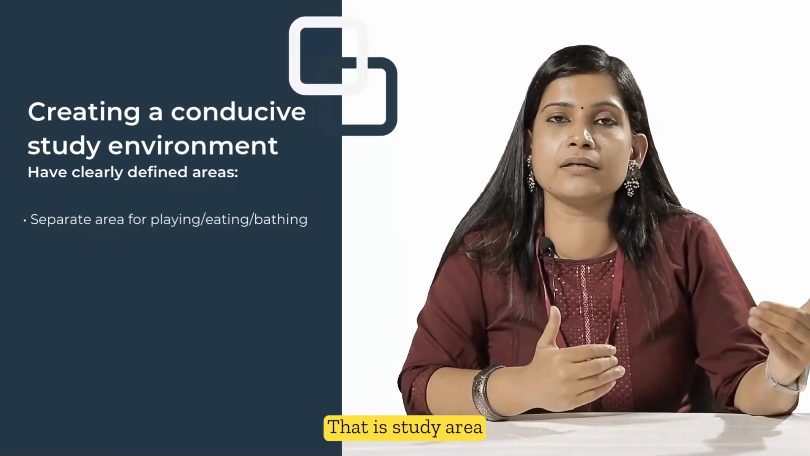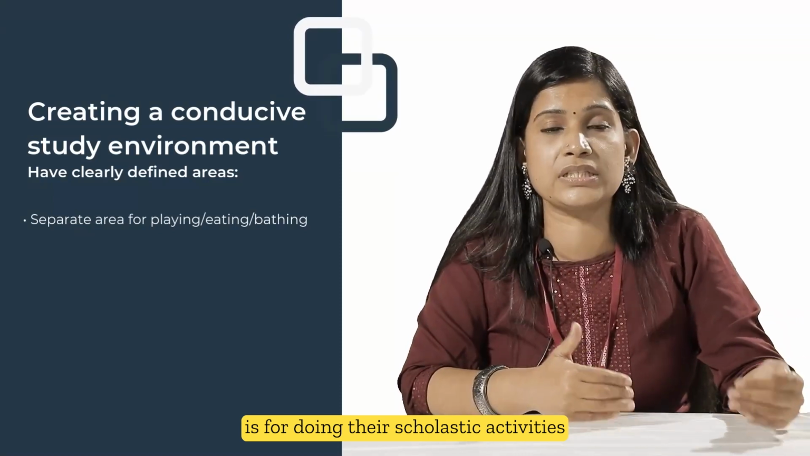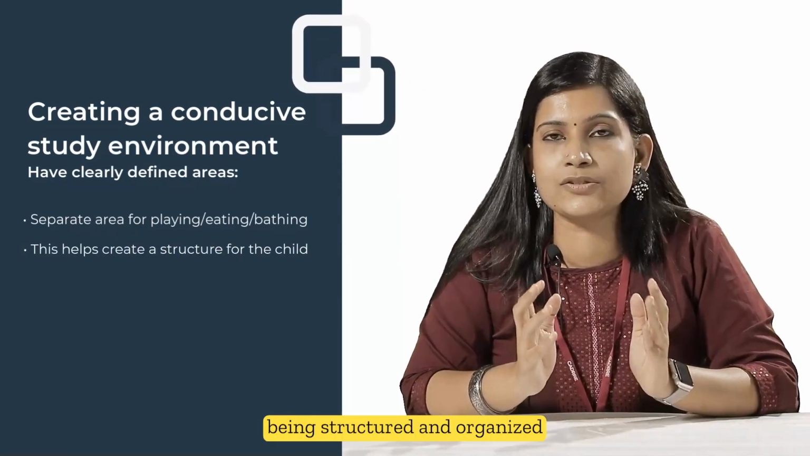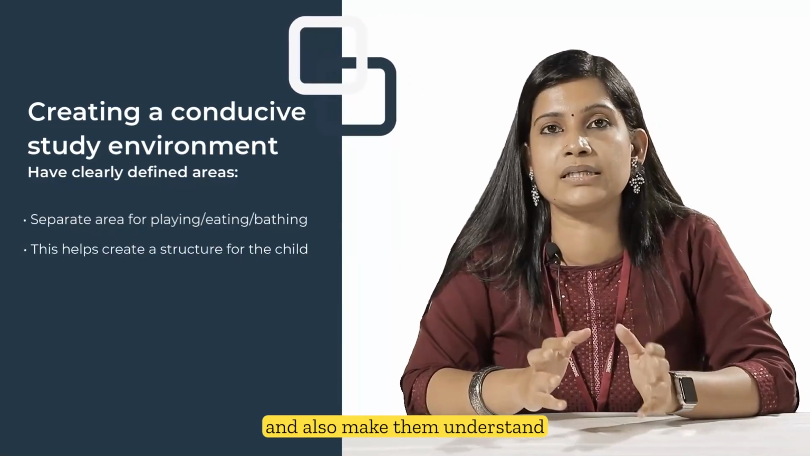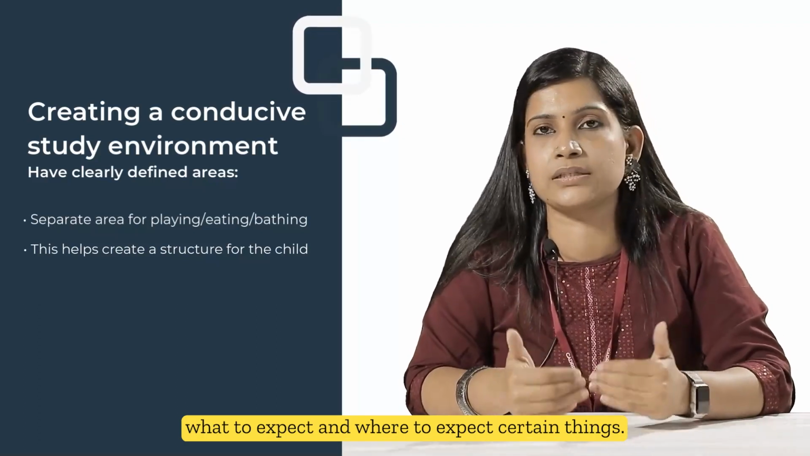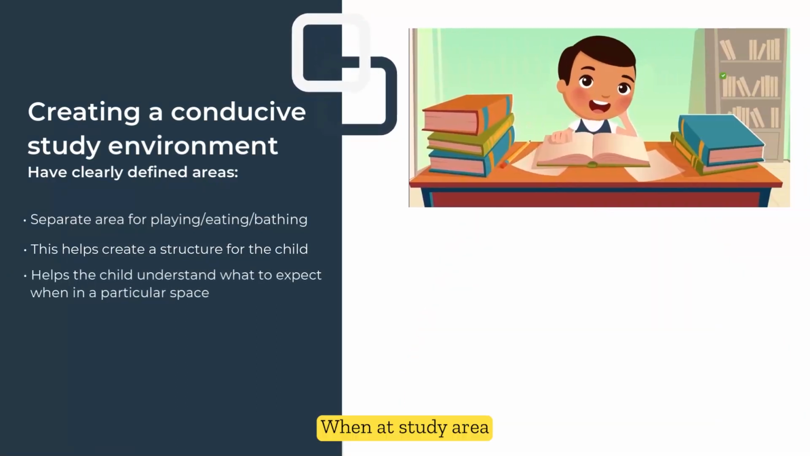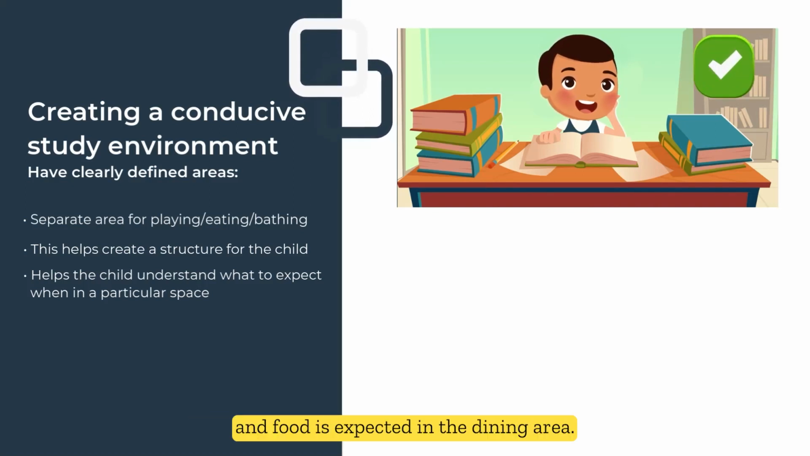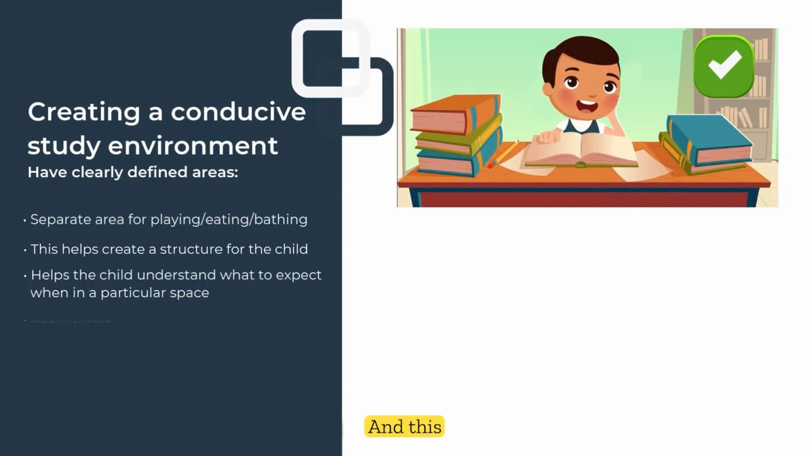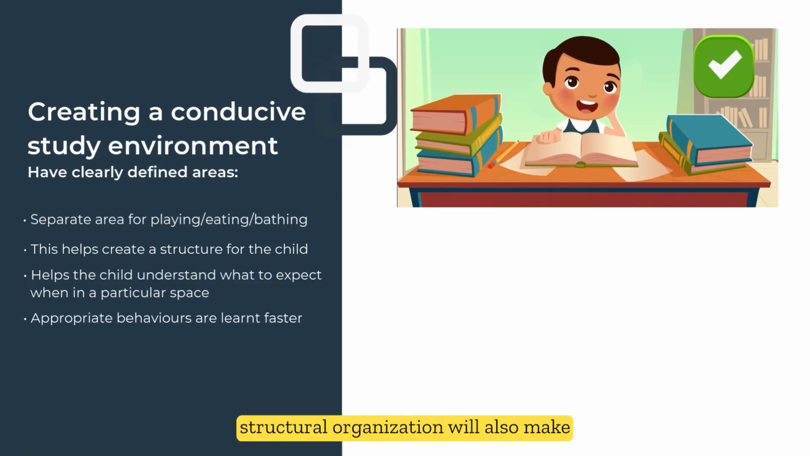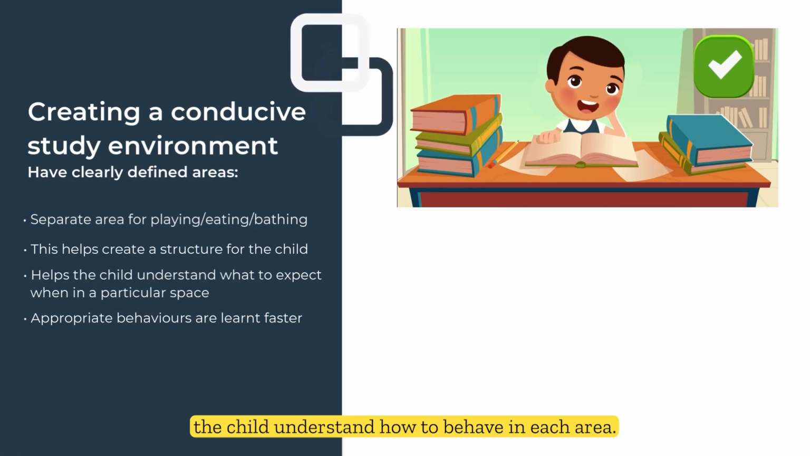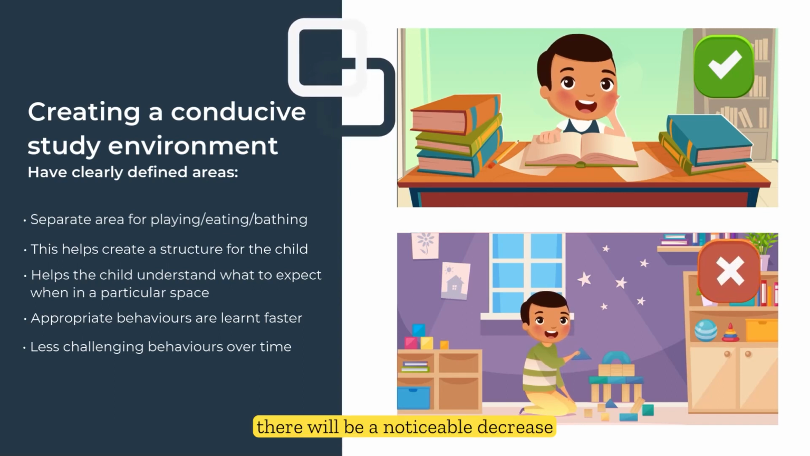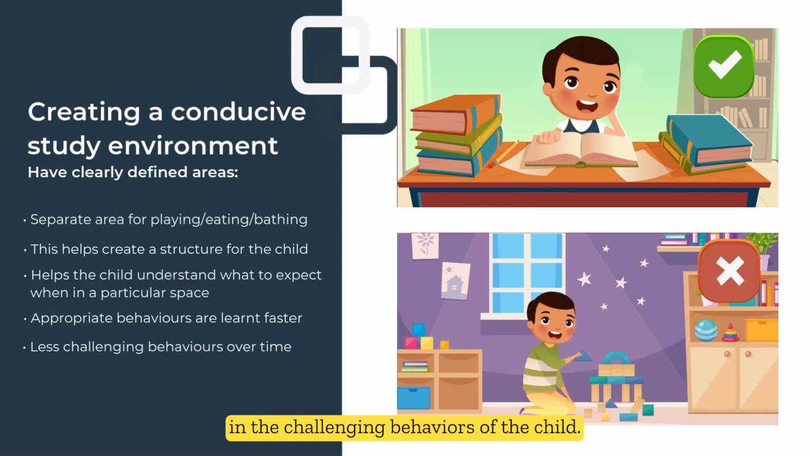That is, study area is for doing their scholastic activities, and dining area is for having their food. This will help the child being structured and organized, and also make them understand what to expect and where to expect certain things. When at study area, the child would expect his study materials like book, pencil, eraser, etc., and food is expected in the dining area. And this structural organization will also make the child understand how to behave in each area. As they become aware of this structure, there will be a noticeable decrease in the challenging behaviors of the child.